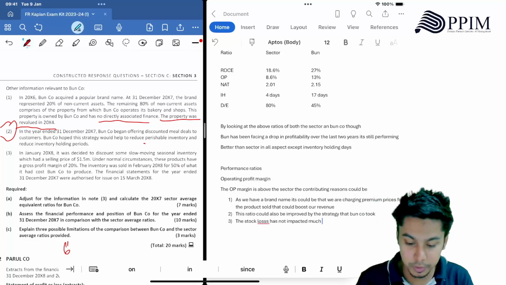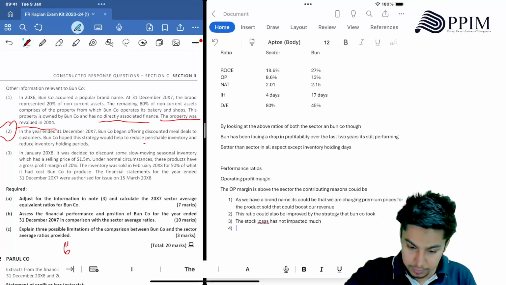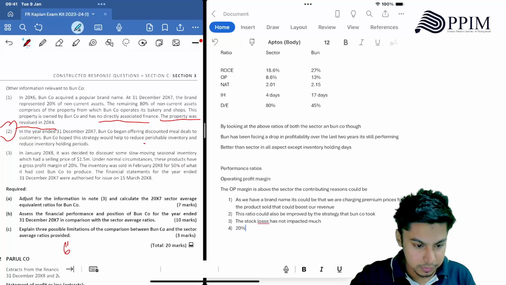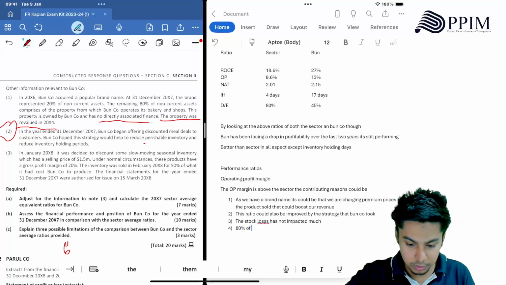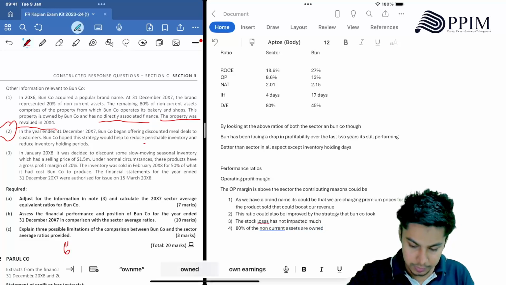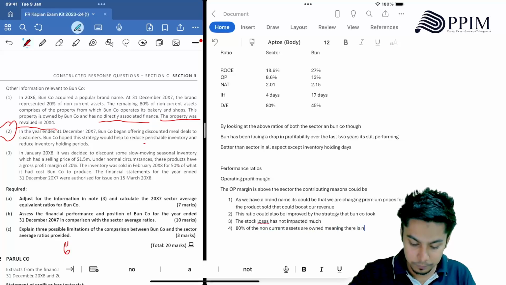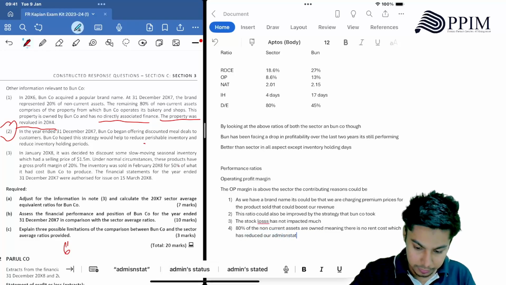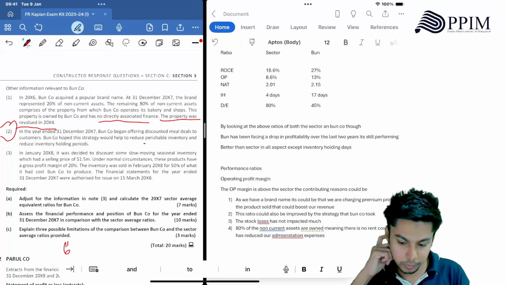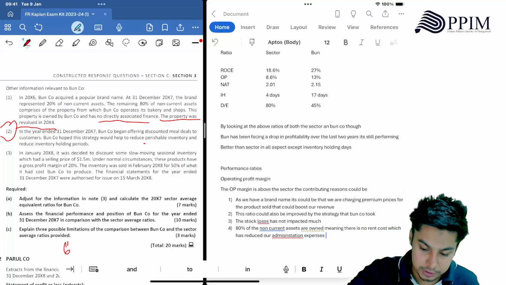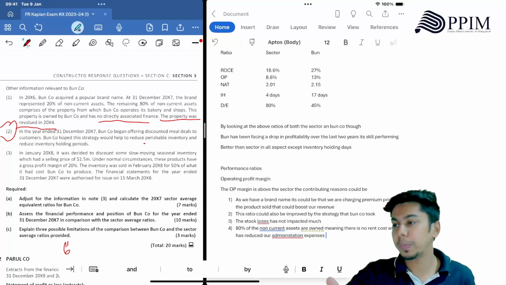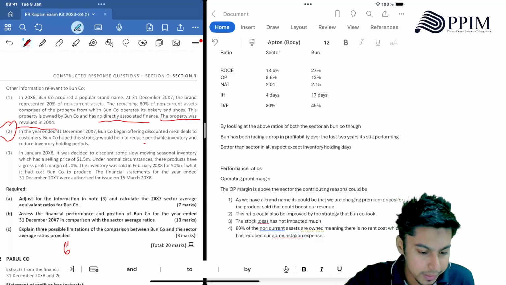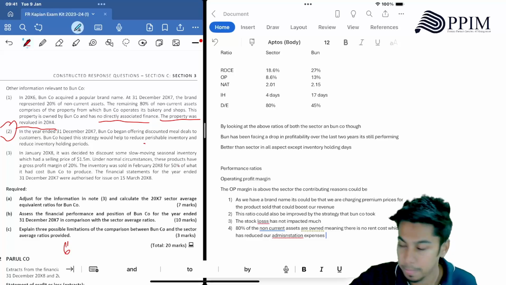Then guys, can you add the next point over there? 80% of the non-current assets are owned, meaning there is no rent cost, which has reduced our administration expenses. So guys, we don't need to pay rent, and therefore we can improve our operating profit margin.